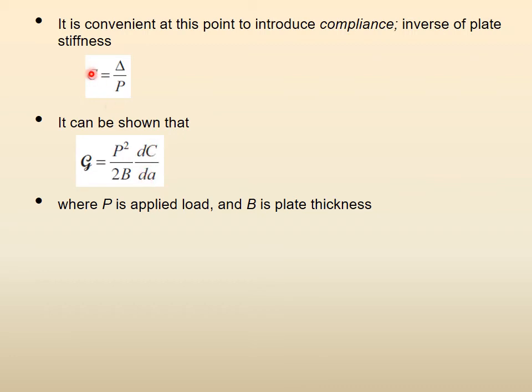C here is the compliance and A is the crack size. So P is the applied load, capital B is the thickness of the plate, capital C is nothing but compliance, delta by P, and A is the crack size. And this delta is the deflection: if you apply a particular load, then this is the deflection.